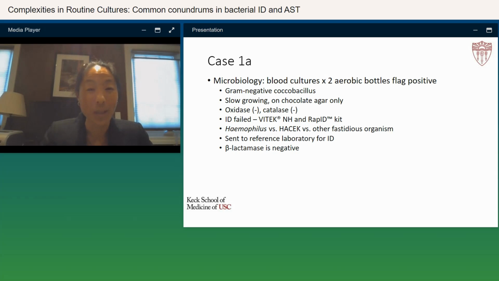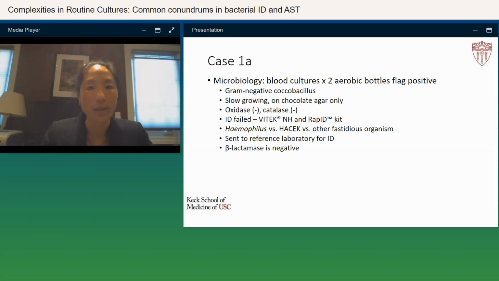The organism was fairly biochemically inert, oxidase negative and catalase negative, and identification failed on the biochemical kits in use at that time for identification of organisms, including the Vitek NH card and the RapID kit. So this was a very inert organism. We were thinking, we're not sure if we've ruled out Haemophilus quite yet, if the oxidase and catalase were just slow or just not reacting on this organism. But HACEK organisms are a bit higher on our differential, definitely with the oxidase and catalase results, versus maybe some other of the numerous fastidious gram-negatives that are out there that we'll see rarely from time to time.